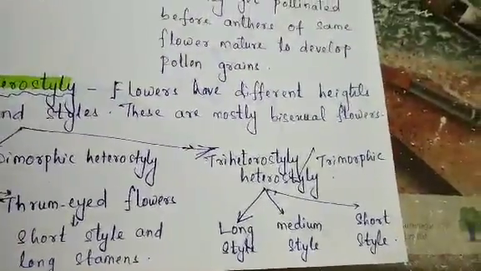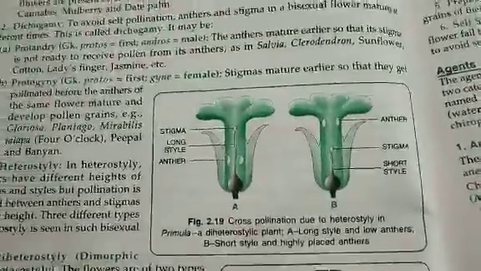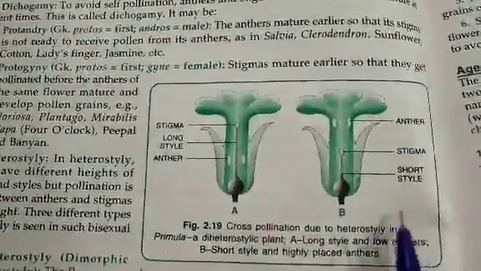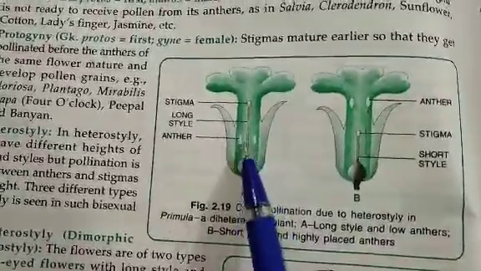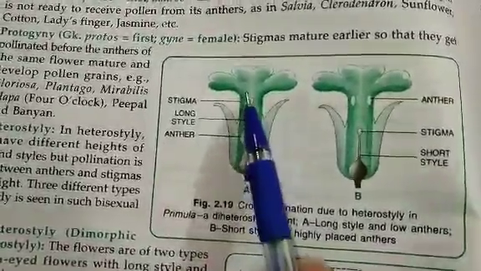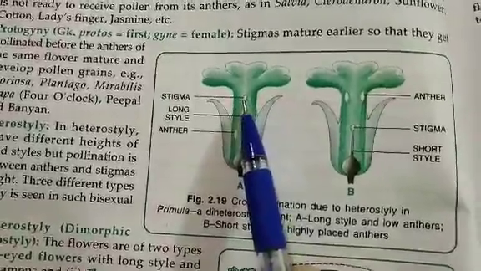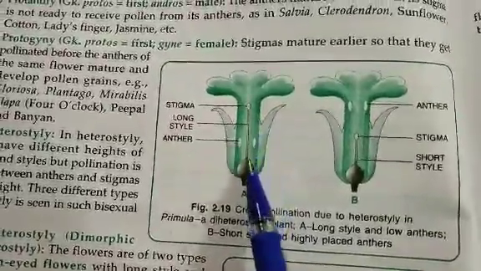I can show you the pictures of this in this book. See, if we go for the first type, the pin-eyed flower, these white colored parts are the androecium and this is the gynoecium part. The gynoecium part is long, that is, this is called the style.